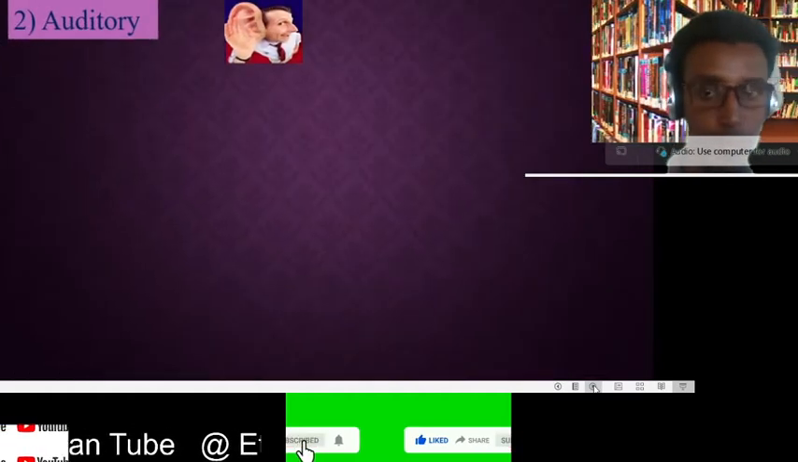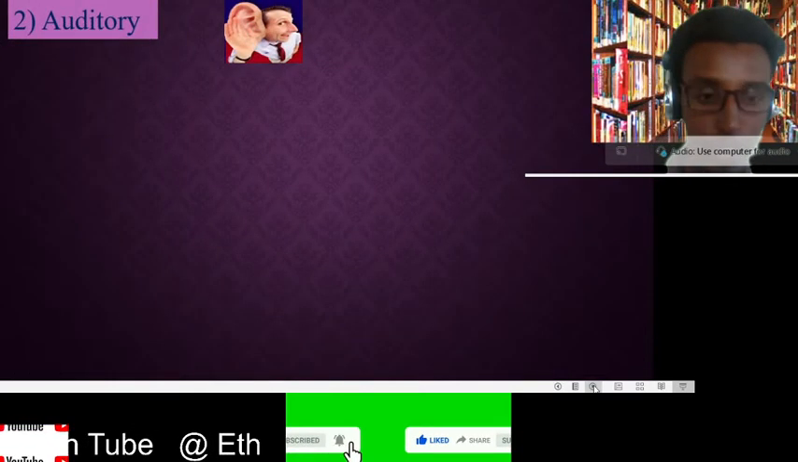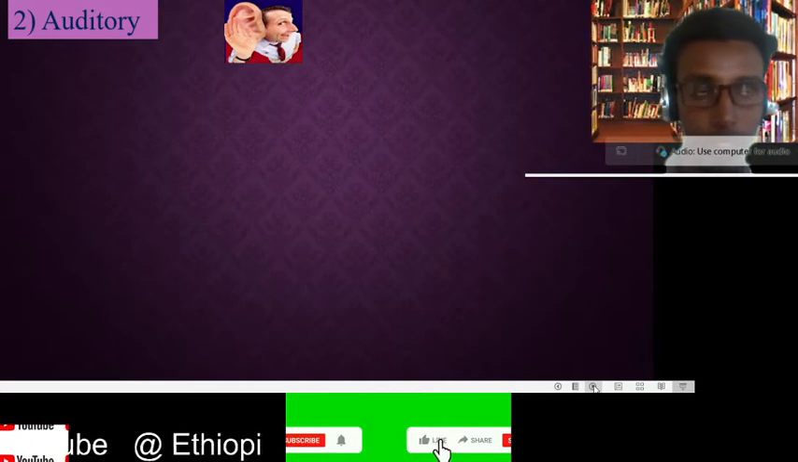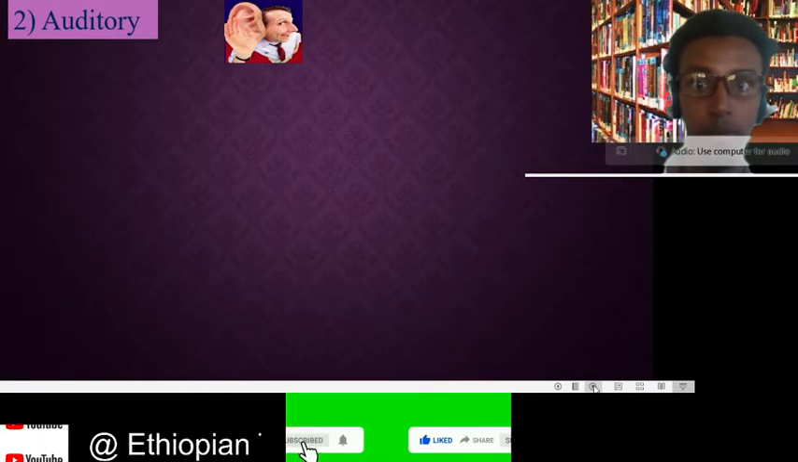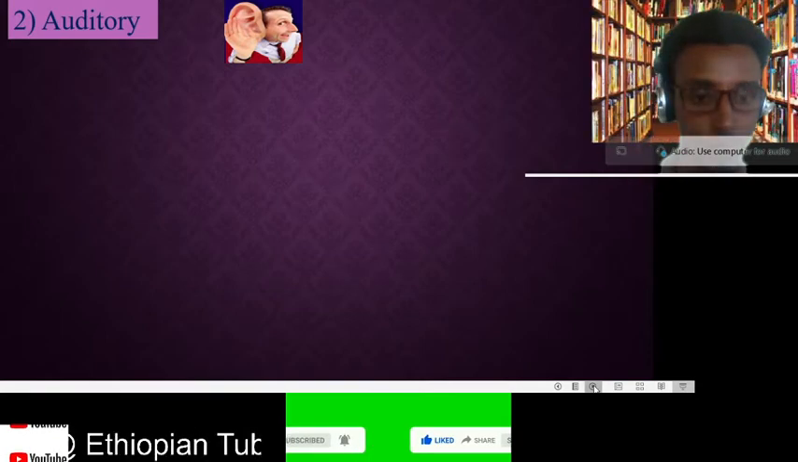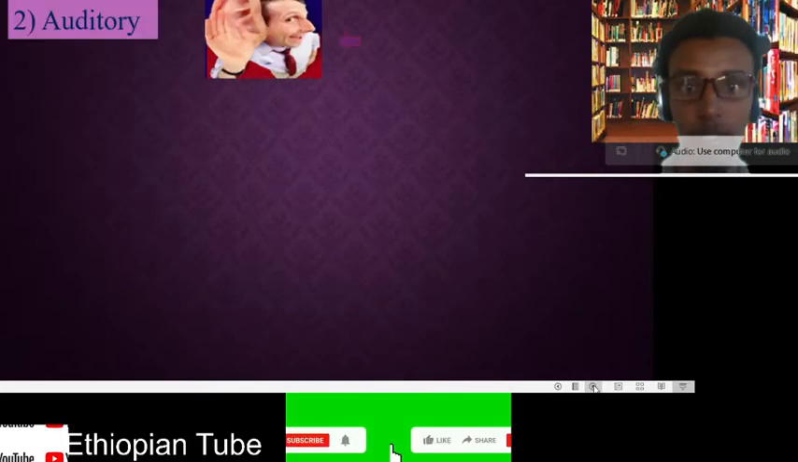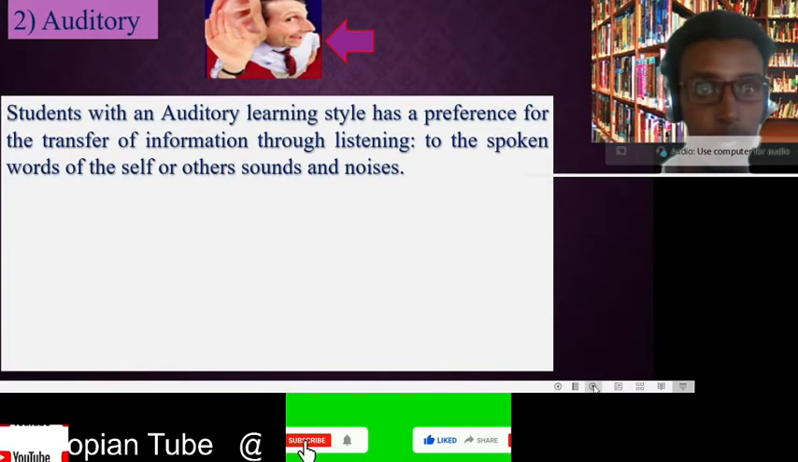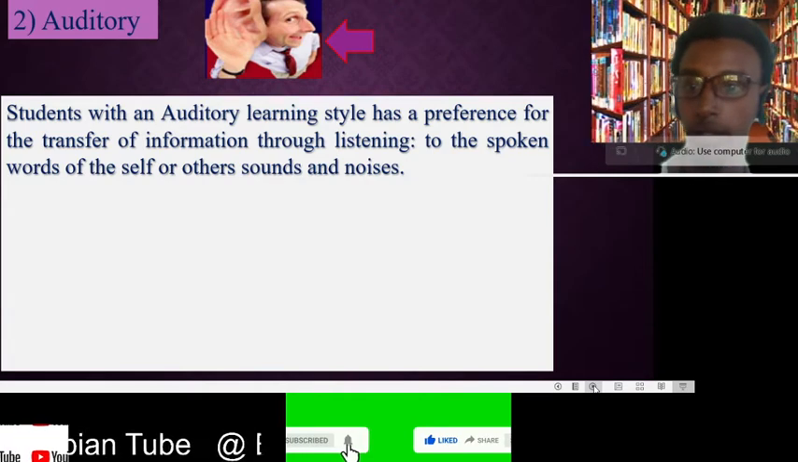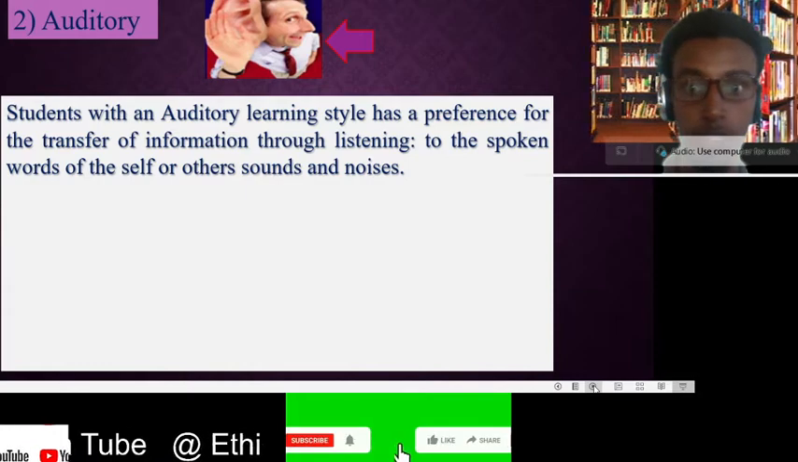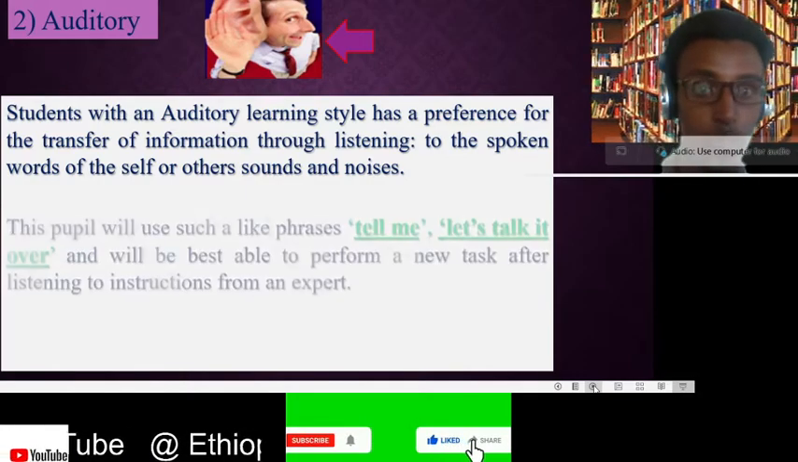The second session is talking about auditory learners. Auditory learners are those learners who best understand information by hearing, by their ear. Therefore, students with an auditory learning style have a preference for the transfer of information through listening to the spoken words of self or others, or sounds or noises from the surroundings.